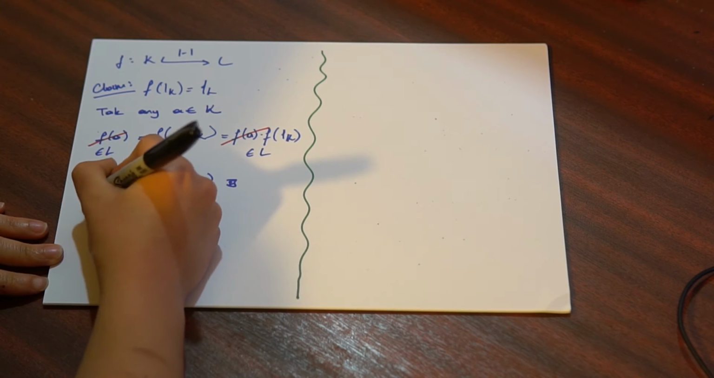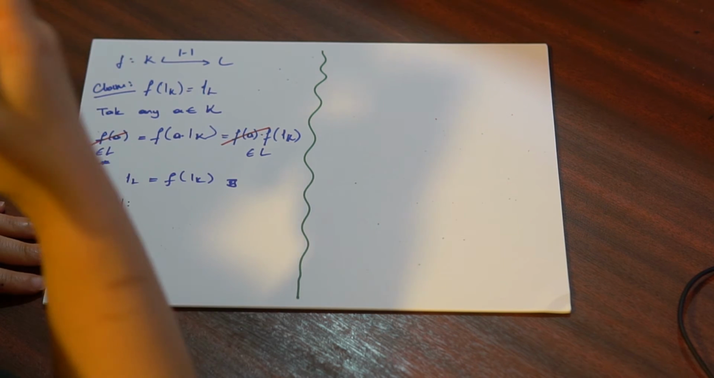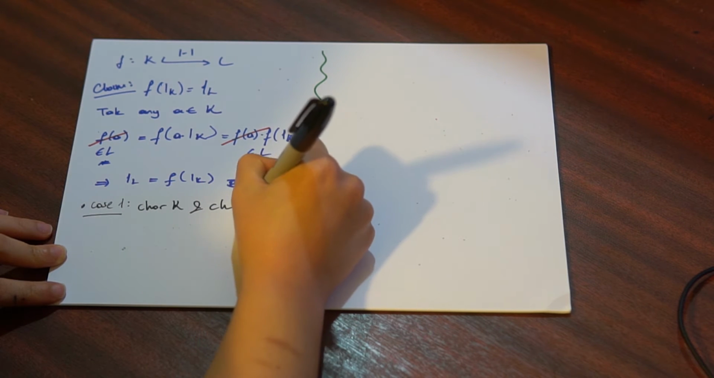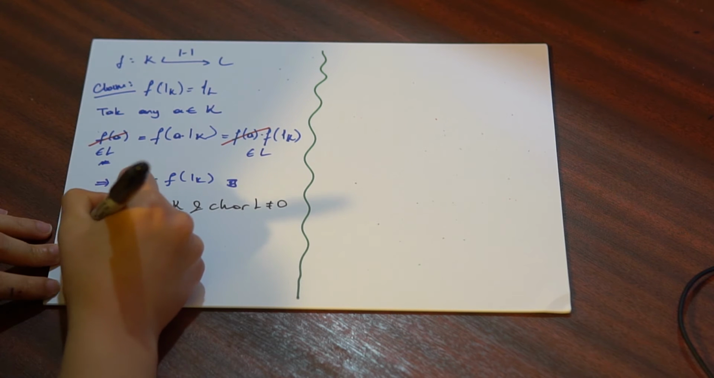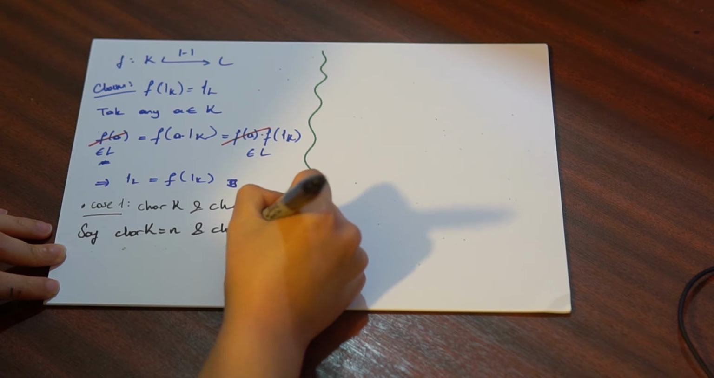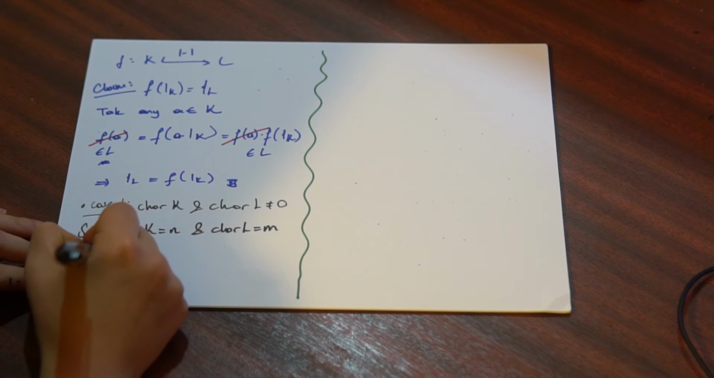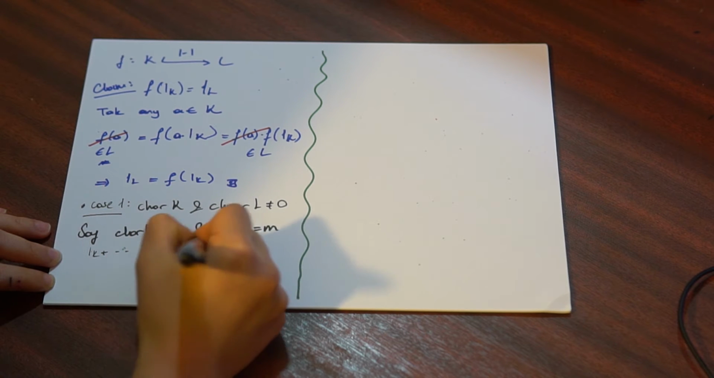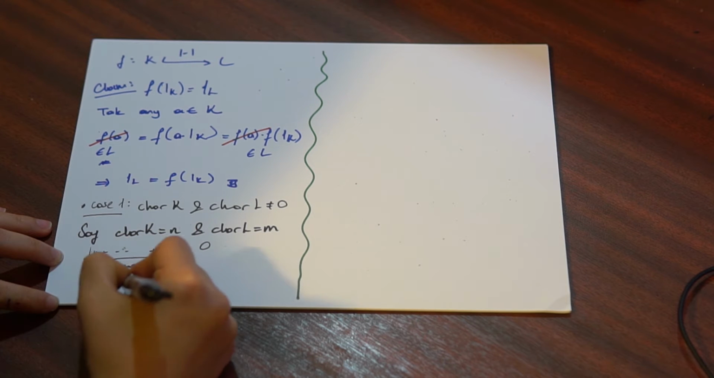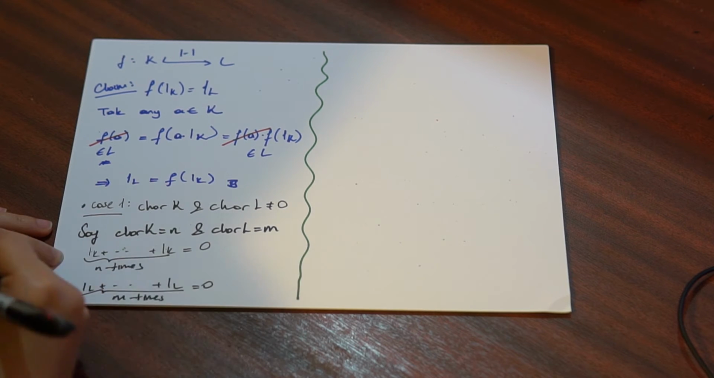I will show the rest case by case. Let's assume case 1: the characteristic of K and the characteristic of L are not equal to 0, and say the characteristic of K is equal to n and the characteristic of L is equal to m. So we will have 1_K plus 1_K, n times, is equal to 0, and 1_L plus 1_L, m times, is equal to 0.